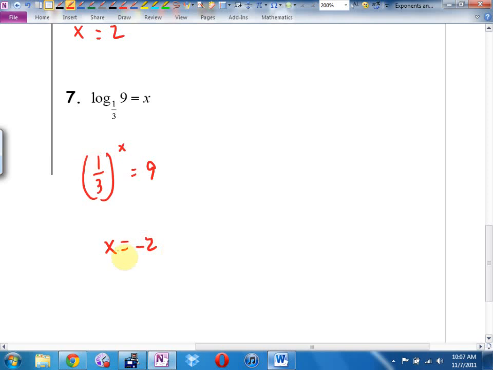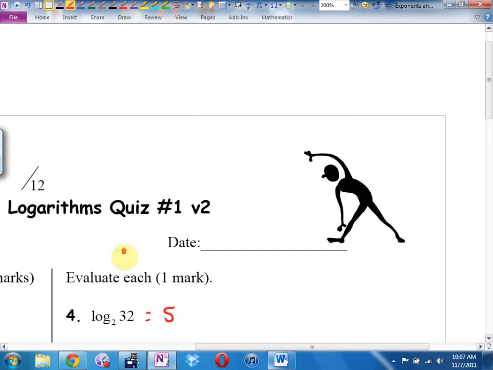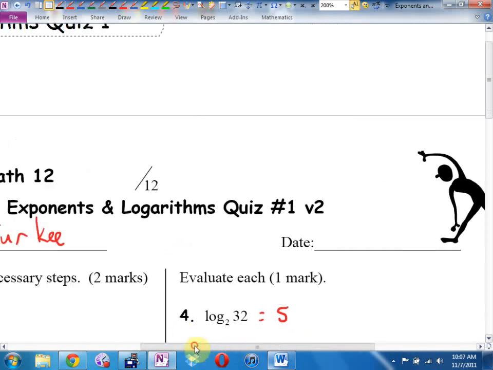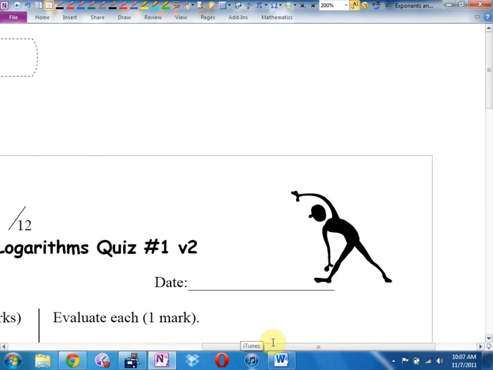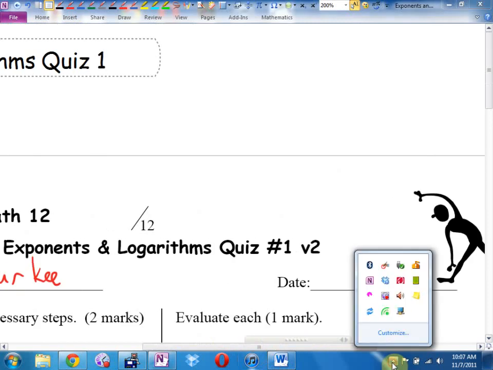Could you give yourself a score there, please, out of 12? Question? You good? Give yourself a score out of 12. Make sure your name is on it and pass them inwards.